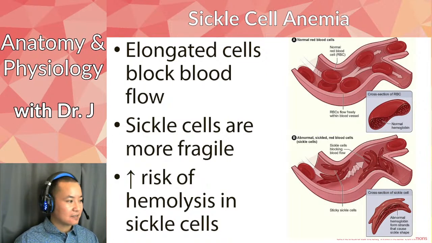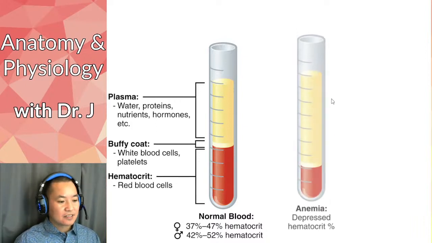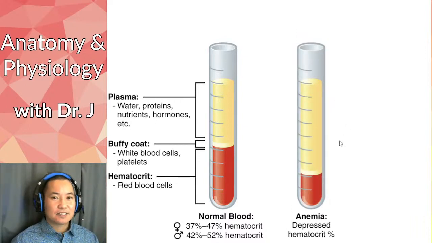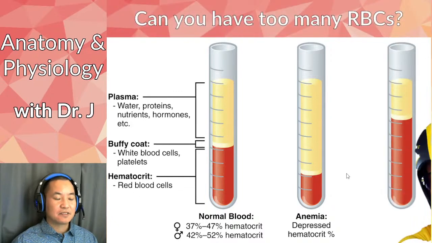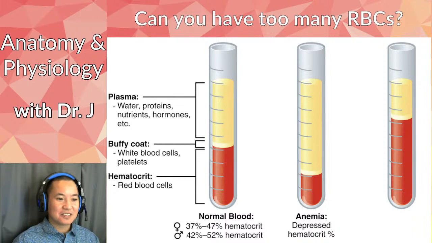Okay, so we talked a lot about anemia, and this is again hematocrit. This is why it's important to measure it, because hematocrit is mostly based on your red blood cell count. Therefore, it affects your blood's ability to carry oxygen due to hemoglobin. Anemia is when we have a depressed hematocrit level, but what if you have too many red blood cells? Are you doping, or is there something else besides taking a lot of EPO that can cause a lot of red blood cells?